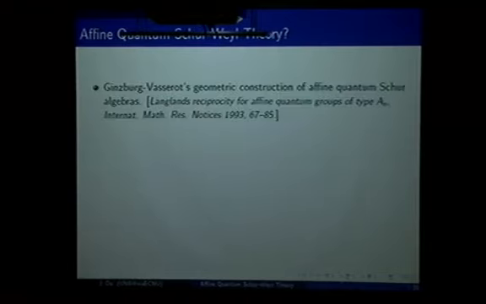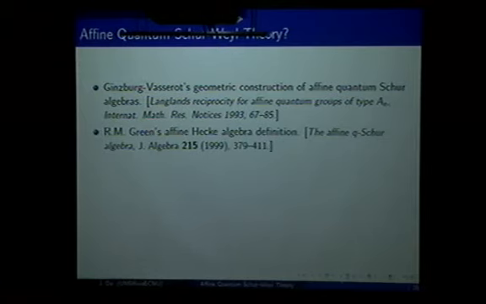My question is, is there an affine quantum Schur-Weyl theory around? Well, you can say quite a few things about this question. For example, in 1993, Ginzburg and Vasserot have a geometric construction for the affine quantum Schur algebras. And in their paper, they also mentioned the connections between quantum affine sl_n and affine quantum Schur algebras.